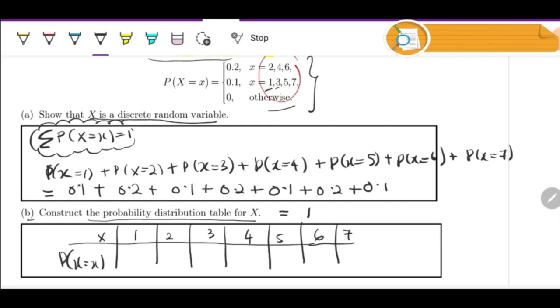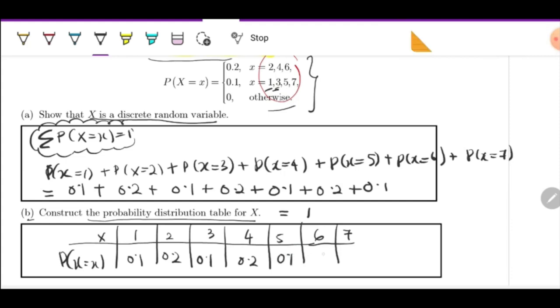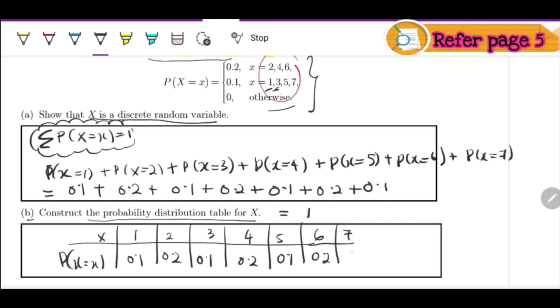When x equals 1, the probability is 0.1. When x equals 2, the probability is 0.2. When x equals 3, the probability is 0.1. When x equals 4, the probability is 0.2. When x equals 5, the probability is 0.1. When x equals 6, the probability is 0.2. And the last one, when x equals 7, the probability is 0.1.